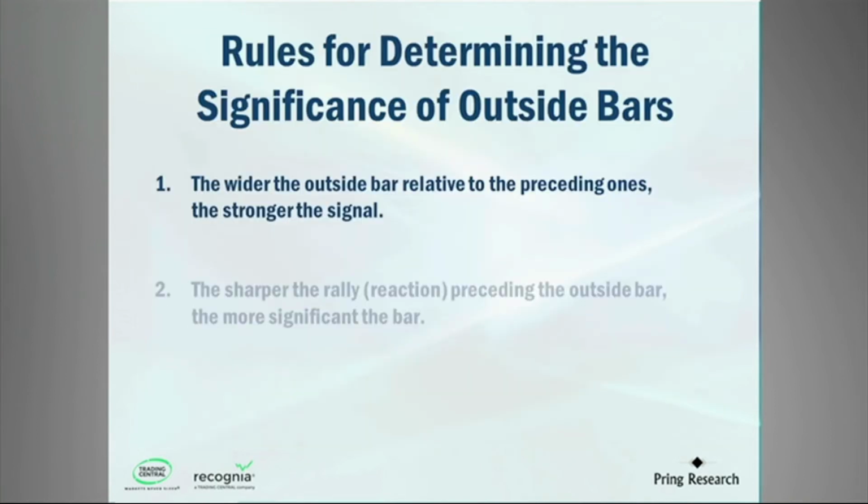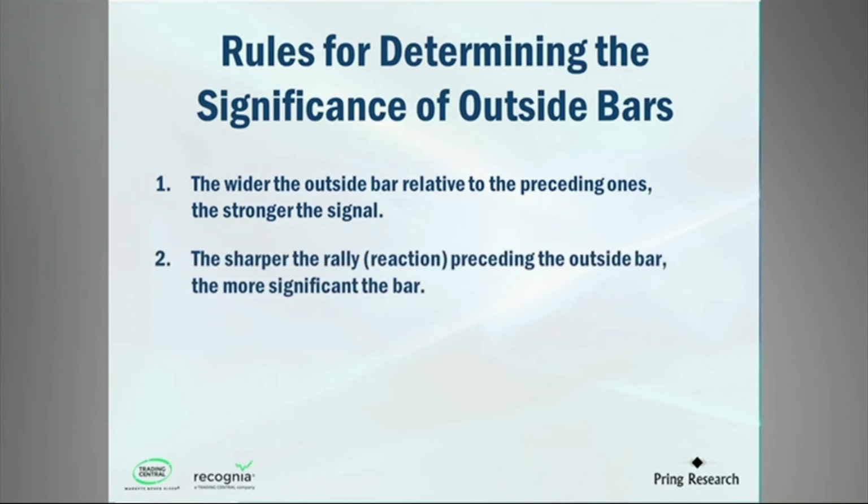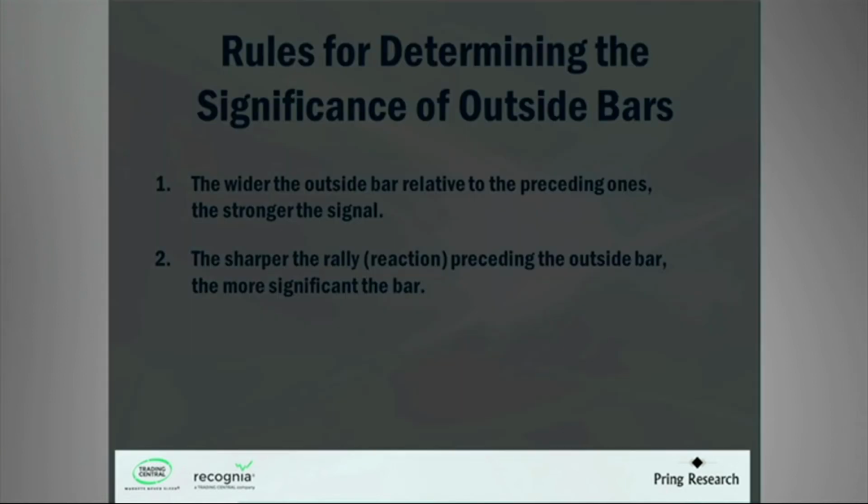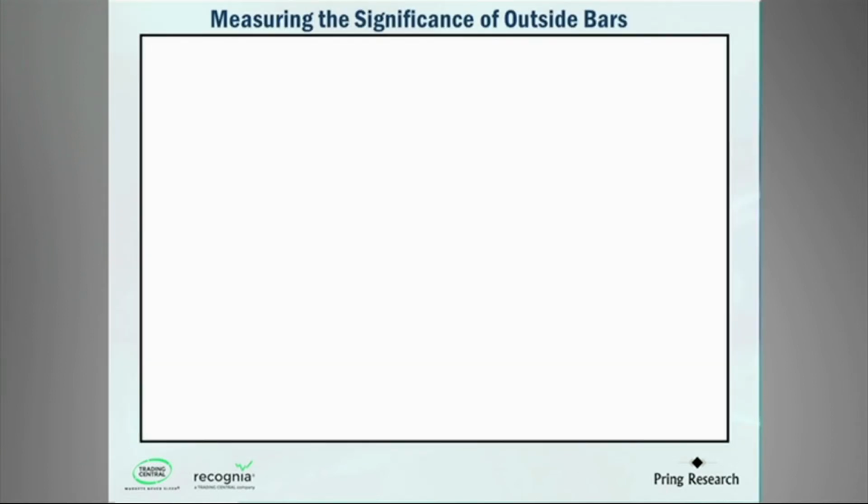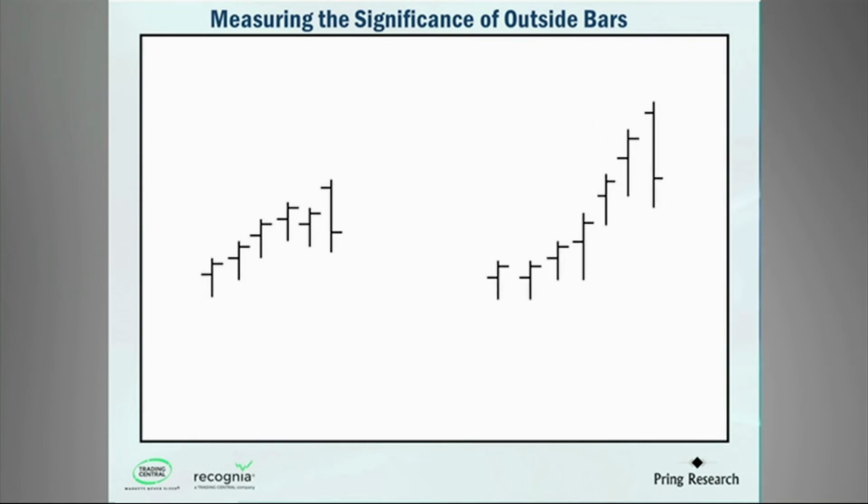2. The sharper the rally preceding the outside bar, the more significant the bar. In this respect, this outside bar meets the requirements, but this one on the right is a much stronger example. It stands to reason that if a change in sentiment is going to take place, there must be something to change. Therefore, the stronger the trend preceding the outside bar, the stronger the implied sentiment dominating that trend.